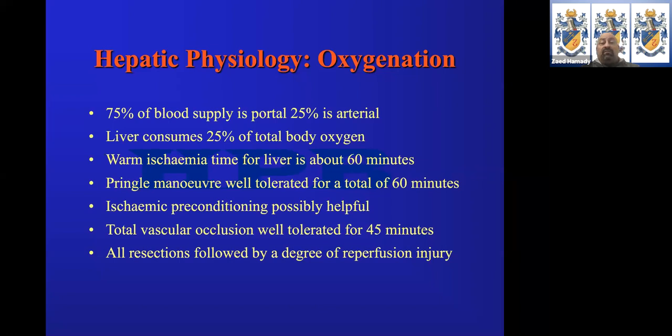If you do a total vascular occlusion, where you clamp the portal structures as well as the hepatic vein, then the total ischemic time usually goes down to 45 minutes. Usually, in my experience, it's not necessary to do the total vascular occlusion unless the tumor is actually attached to the vena cava.